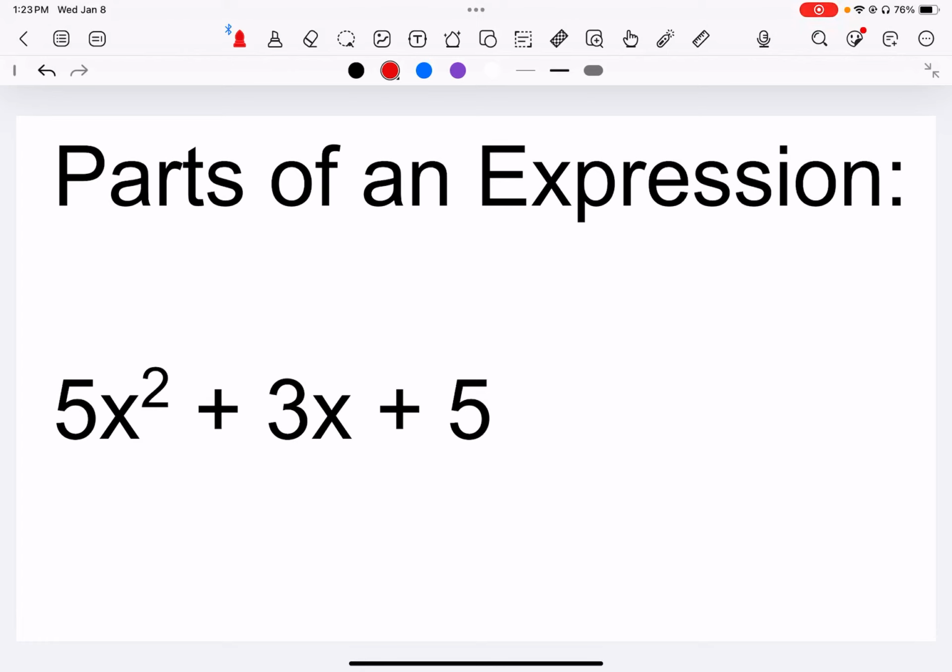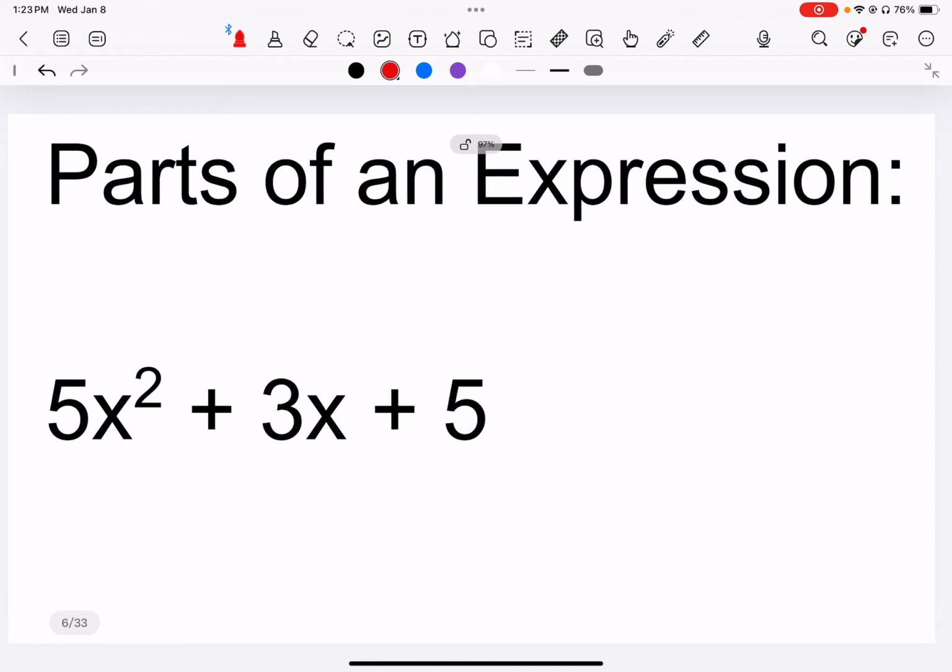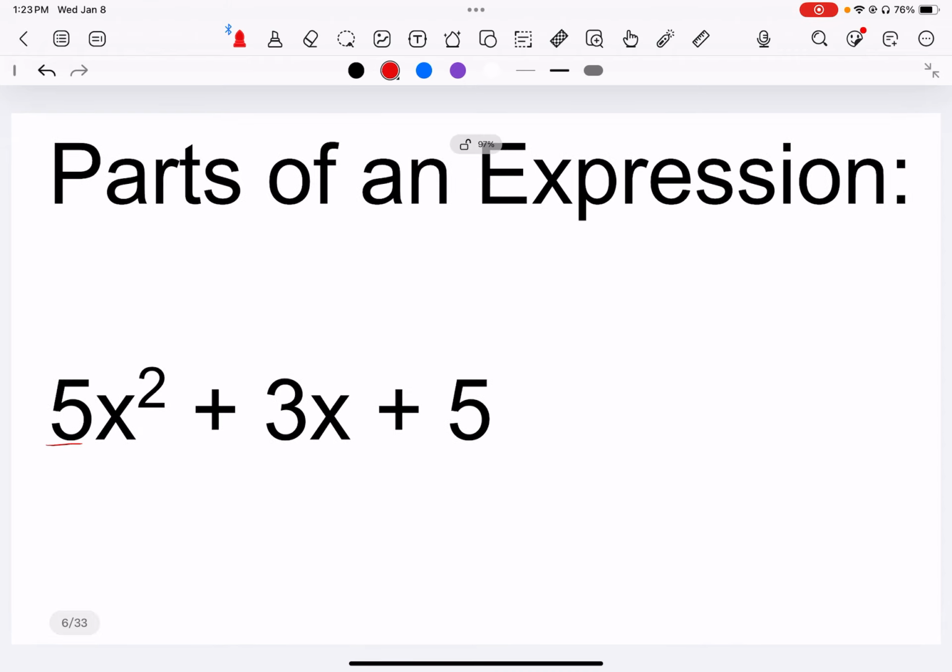This lesson is on simplifying expressions. We're going to first talk about the parts of an expression. Keywords. We have numbers that are in front of the variables. So this 5 and a 3, those are called coefficients because they are the number that is with the variable. So 5 and 3, that's our coefficient.